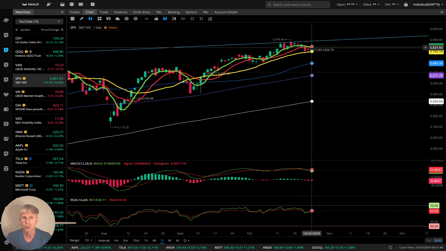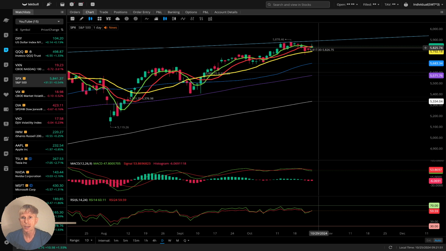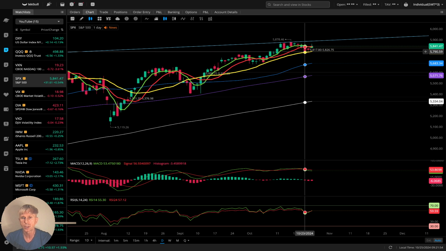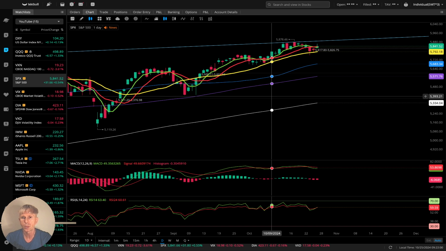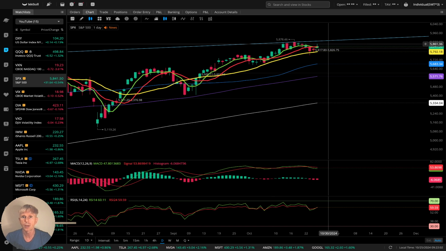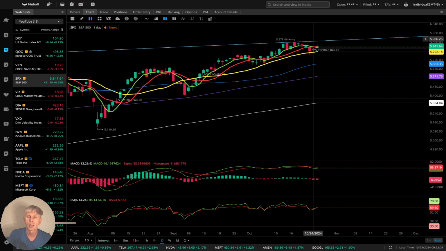S&P 500, SPX. MA5 did a bearish crossover. The last bar just moved recently, but it did get a bounce from MA20, from the yellow line. It didn't make a new all-time high, but it did make a recent high.